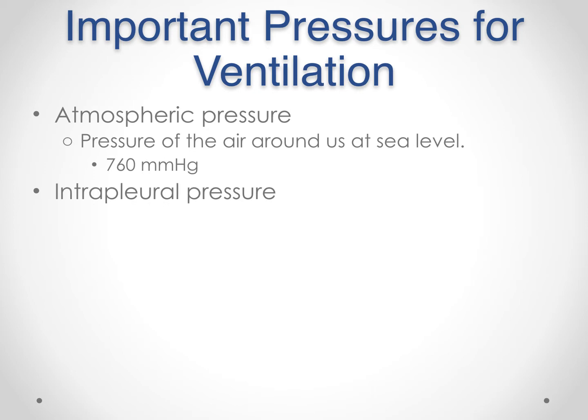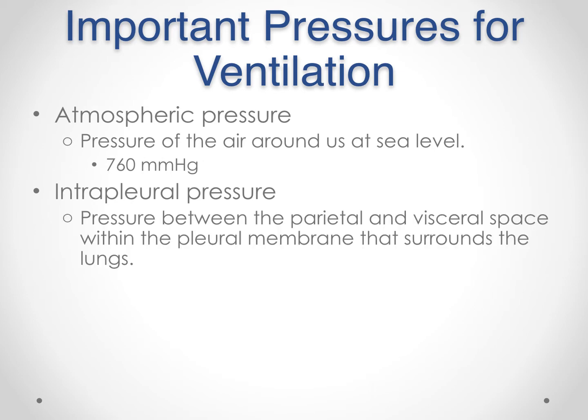Intrapleural pressure is going to be the pressure between our parietal membranes, or our pleural membranes, and the lungs. So the actual gap between tissues. So both the parietal and visceral space, or that gap that allows the lungs to inflate and deflate, is our intrapleural pressure. This is slightly lower than atmospheric pressure at about 756 millimeters of mercury.